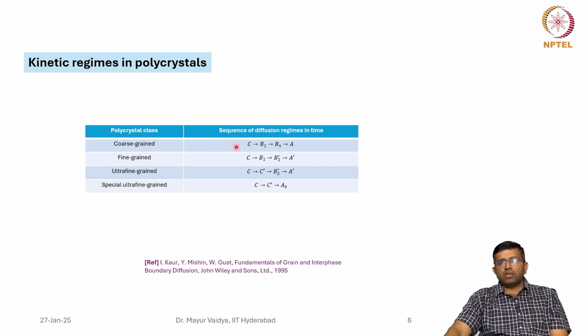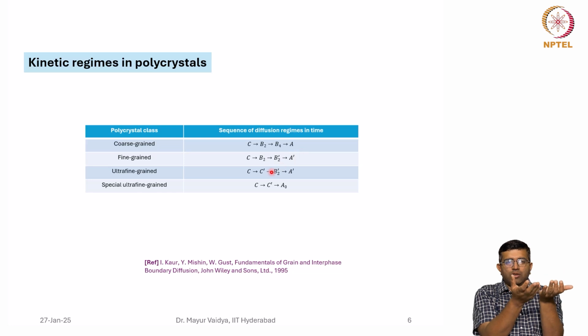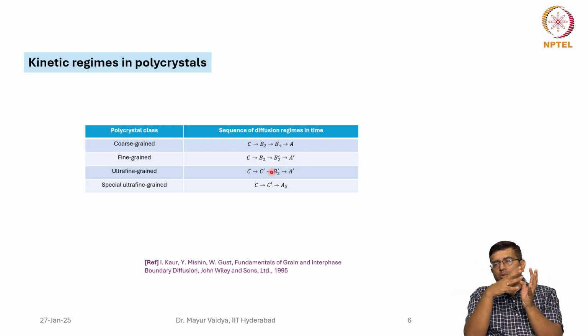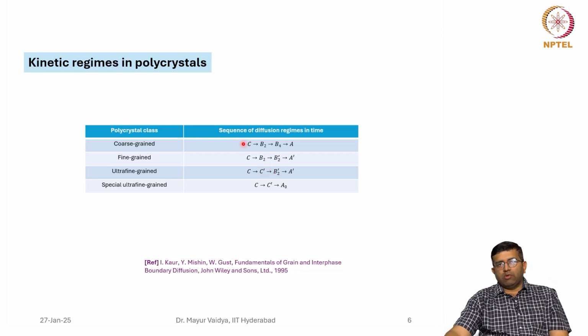For the coarse grain, this is the sequence of diffusion regimes in time. In time means that if you take a material and do the diffusion annealing at a particular temperature, as the time increases, the kinetic regime changes from one to another, and that is the sequence given. So C to B2 to B4 to A for the coarse grain structure. For the fine grain structure, it is C to B2 to B2 dash and A dash. For ultra fine grain, C, C dash, B2 dash, A dash, and in the special ultra fine grain, B is not there: C to C dash and A naught. We will see this in more detail in the upcoming slides.